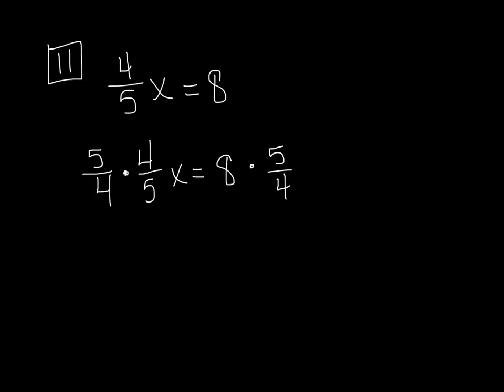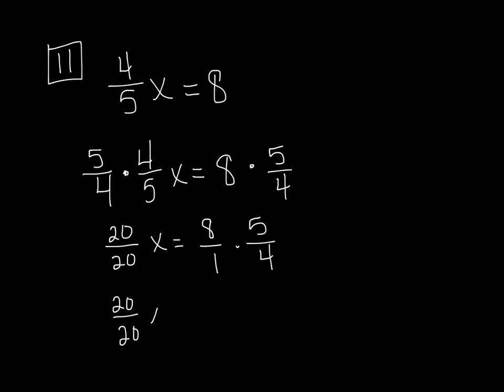5 times 4 is 20. 4 times 5 is 20. Bring down my x. Now I've got 8 over 1 times 5 over 4. So I'm going to go ahead and bring down this 20 over 20 again. X. What's 8 times 5? That's 40. 1 times 4 is 4.